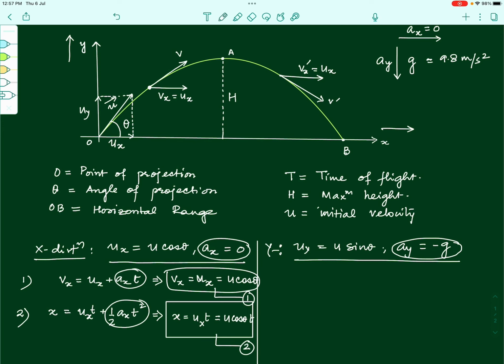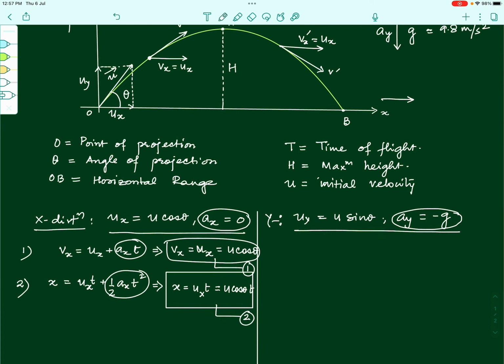Okay. We will also try to use the third equation of motion along the x axis, though we shall see that that equation does not give us anything new here. The third equation is v squared minus u squared is equal to 2ax, which along the x axis will be vx squared minus ux squared is equal to 2ax into x. Since ax is 0, this term will go to 0, and this gives us vx squared is equal to ux squared, which is nothing but vx is equal to ux, which is the same as equation number 1. So, we are not getting anything new here from the third equation, so we will just neglect it.